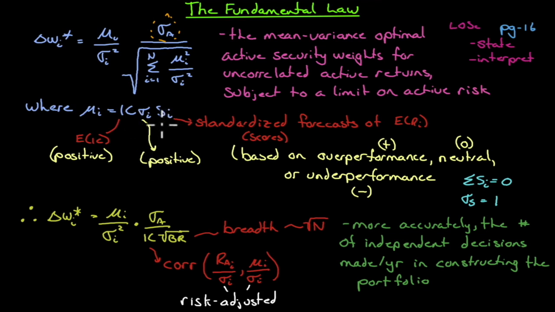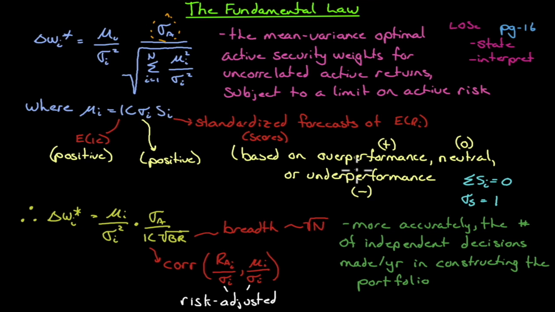So SI has to be there in order to keep this term positive or make this term negative, because we might forecast negative active return. We might look at a particular asset compared to the benchmark return. We might say it'll underperform, so its active return will be negative. Well, how do we get this term negative if IC is positive and sigma I is positive? You need the score.